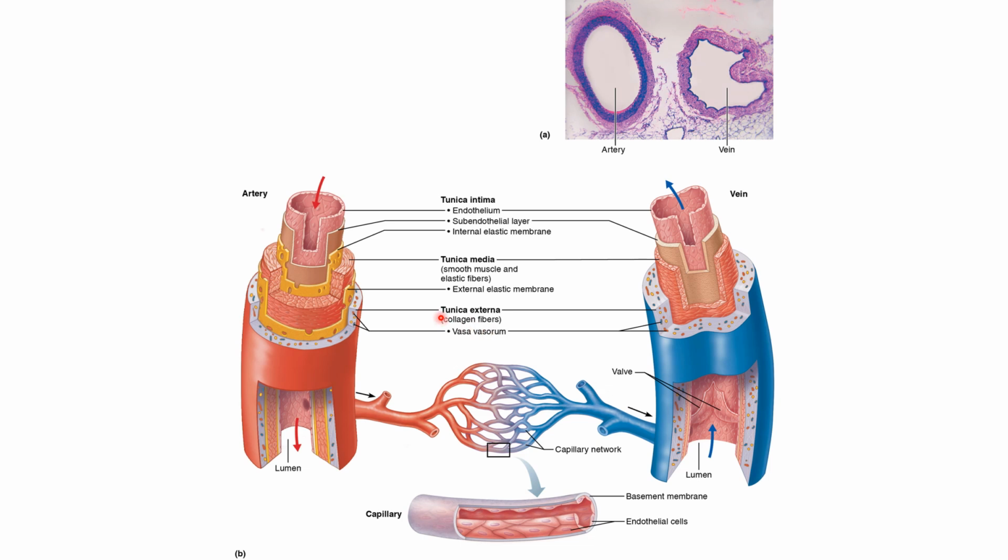Now let's go to the tunica externa. Tunica externa has collagen fibers and vasa vasorum. So both of these features are present in the arteries and in the veins. Before I move on to the next slide, look at this capillary. Capillary is only endothelial cells which are resting on a basement membrane. So these are the capillaries. And then notice there are valves in the vein, because veins have to take blood back to the heart.